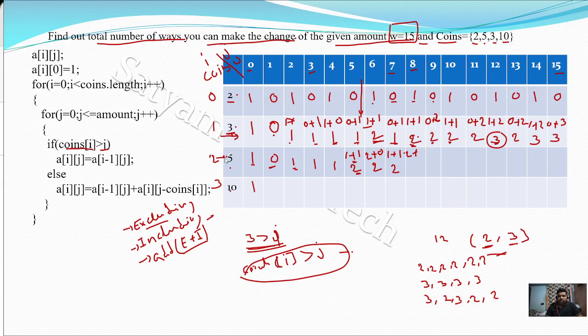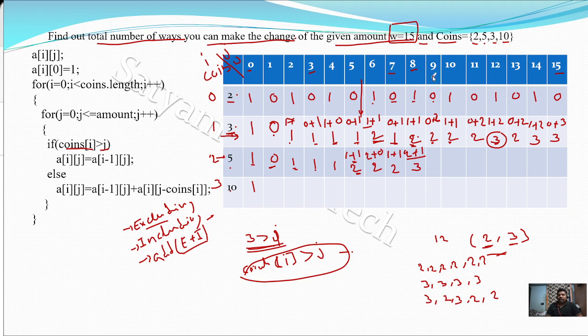In 8 also you can take the previous value without including that 5 rupee coin. So how many ways? Okay, 2 ways, you can include 2 and 3, these combinations, 2 ways. Then 8 minus 5, that is 3. In the third column the value is 1. So 2 plus 1, that is 3 here.